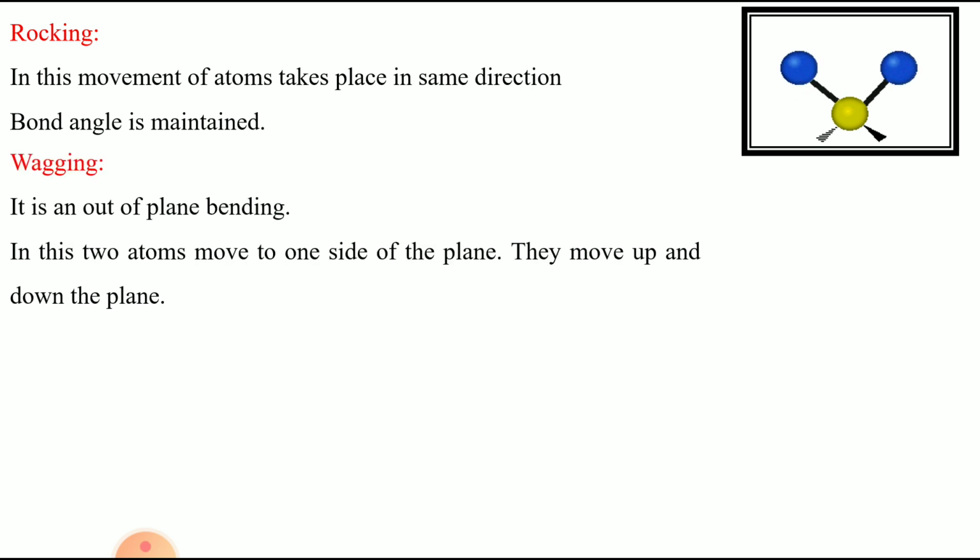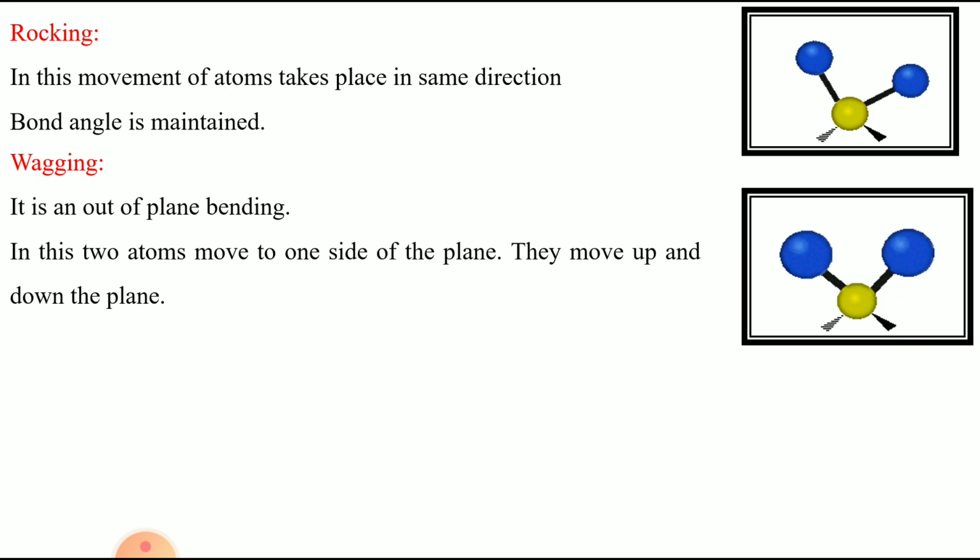Next one is wagging. This is one type of out of plane bending. Here, suppose we have two bonds. One atom or bond moves to one side of the plane, and the other bond moves to the other side of the plane. One bond goes above the plane, and the other goes below the plane. Here we are representing it in the diagram.